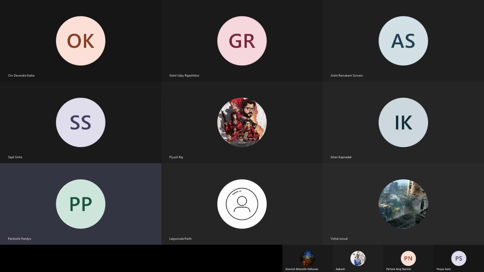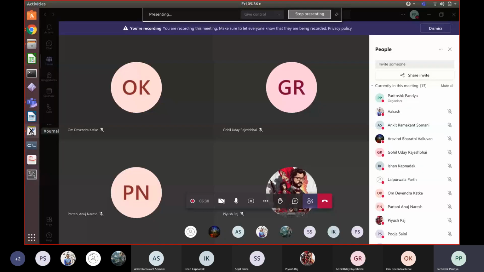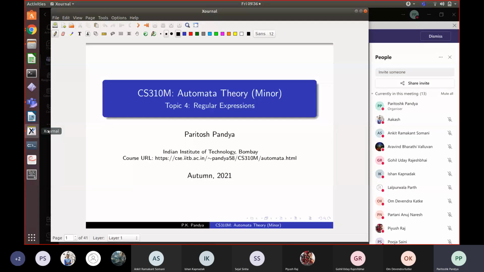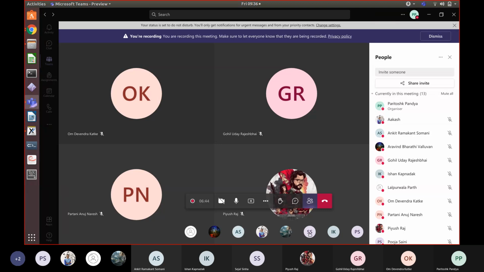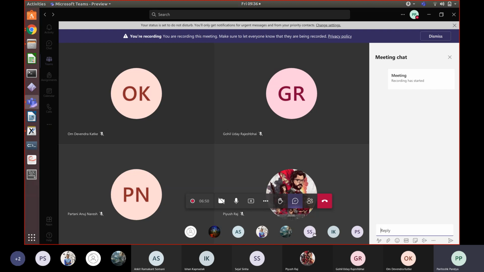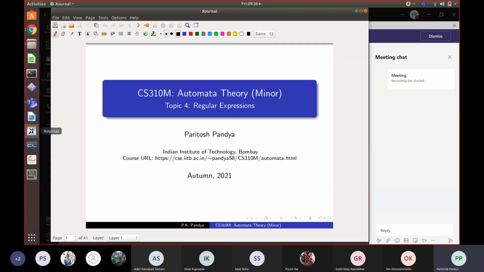And let me share my screen. Are you able to see my screen? I hope you are able to see my screen. You know, I have got your chat window also open, so you can ask questions. Are you able to see the screen, please?